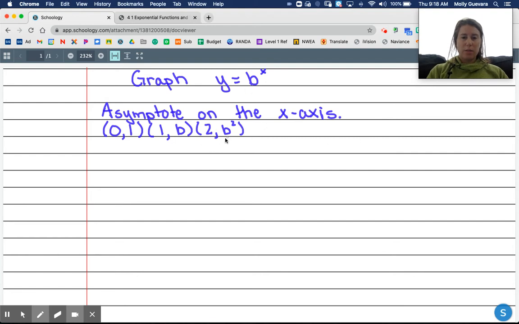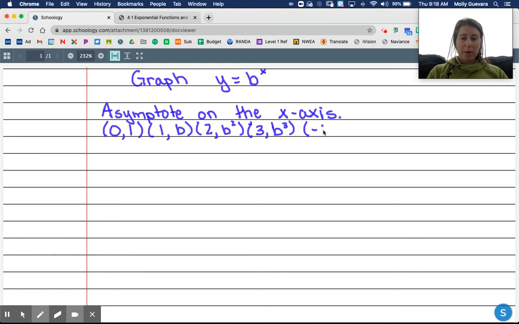So, if b is 3, it'll be 2, 9. If b is 4, it'll be 2, 16. You can continue this and say 3, b cubed. Most of the time, that will not fit on the graph.